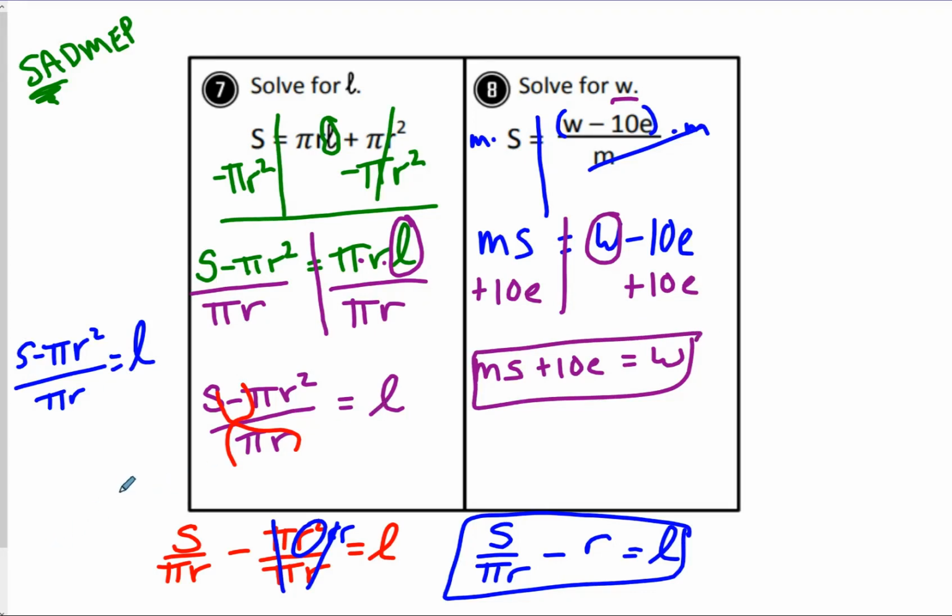So the one thing to know with literal equations, if you're wondering why are we doing this, is if I was to know what both m, s, and e are, I could plug those values into this equation and it would tell me the value of w. Literal equations can be helpful with word problems because you can manipulate the equation so that way you can plug in for the variables that you know in order to solve for the variables that you don't know.